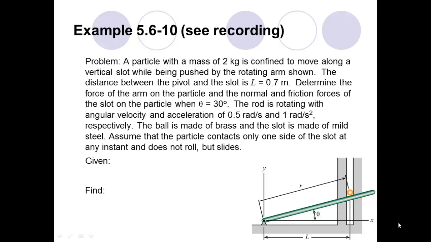Reading the problem, we try to understand what's happening. We identify the information that's given and the information we wish to find. We're told the mass of the particle is 2 kilograms. We're told about the geometry. We're told what L is. We're told what theta is. We're told the angular velocity and angular acceleration. So theta dot and theta double dot.